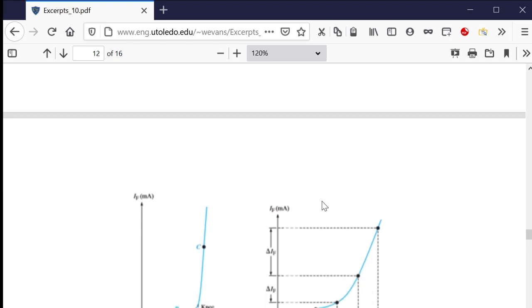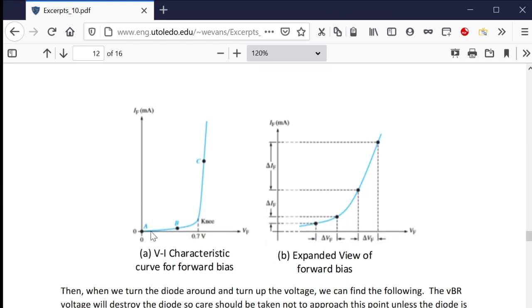So that 0.7 volts is an interesting point. And here's the graph, and this is the graph that you should have gotten in your lab. It's almost like very high resistance, very low resistance of that diode. So at that 0.7 volts, it's called the knee, and that's where it starts to take off on you, and it becomes very low resistance.